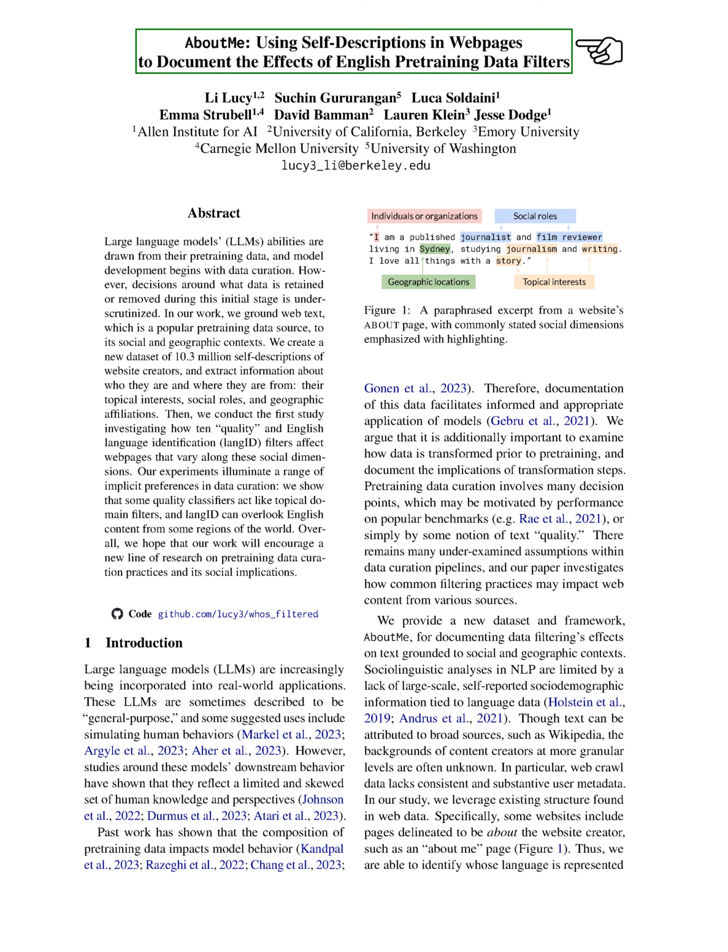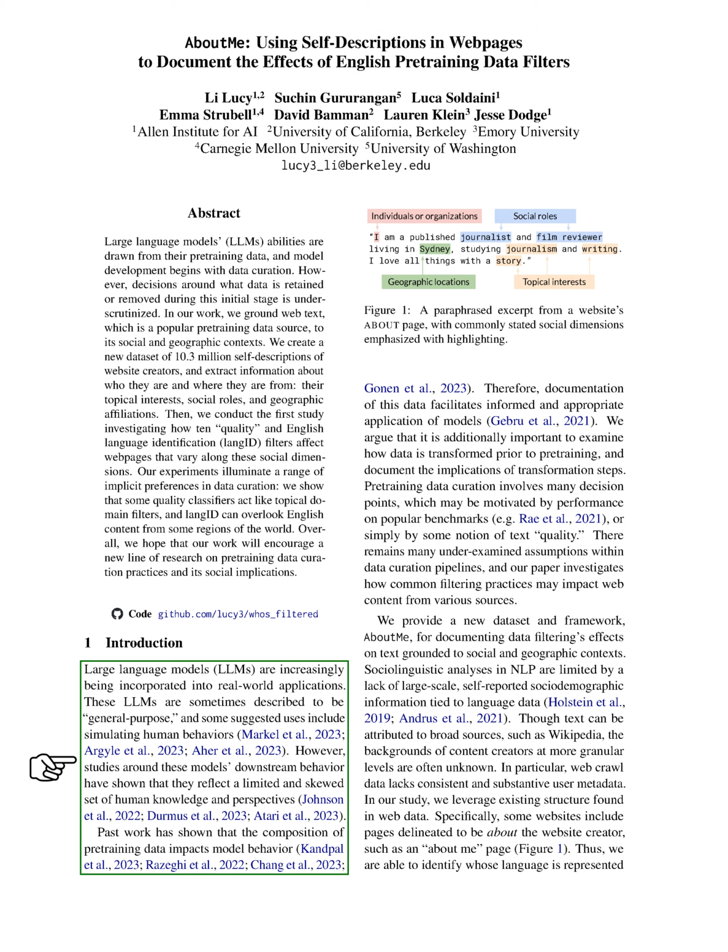Section 1 Introduction. We're going to discuss the role of large language models, LLMs, in real-world applications. These models are often referred to as general purpose and are used to mimic human behaviors. However, research has shown that these models only represent a limited and biased range of human knowledge and viewpoints.